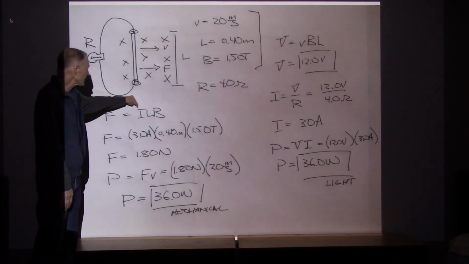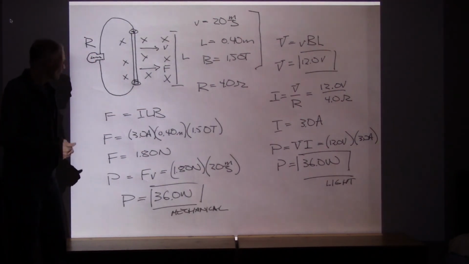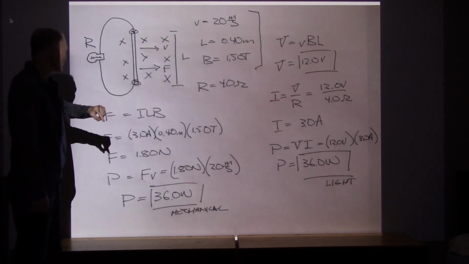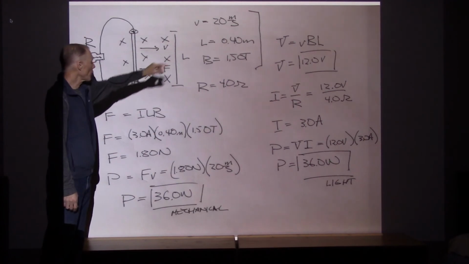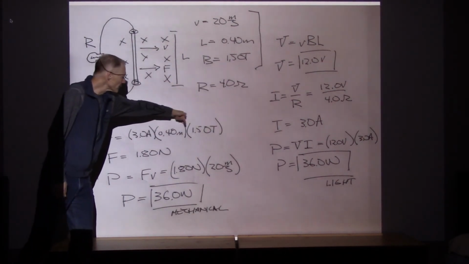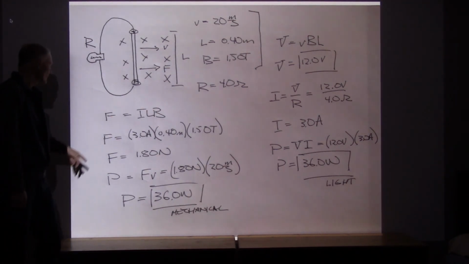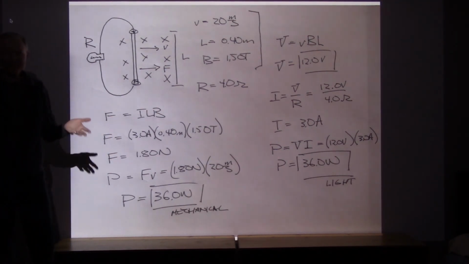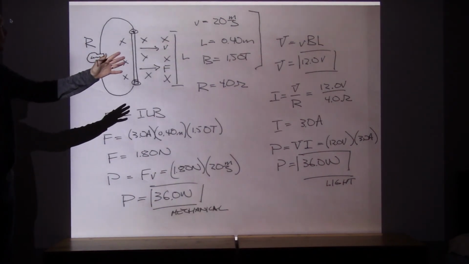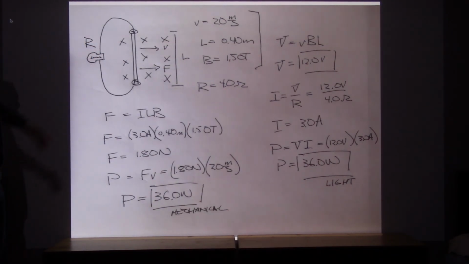I can start by calculating the force. I want to see the numbers. I times L times B. Now we determined that the current is 3 amps, the length was 0.4 meters, the magnetic field 1.5 Tesla. When I put those numbers all in and check all the units, it comes out with a force of, hey, it's not so much, a 1.80 Newton force.